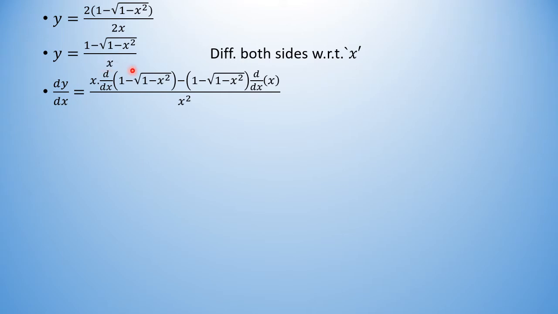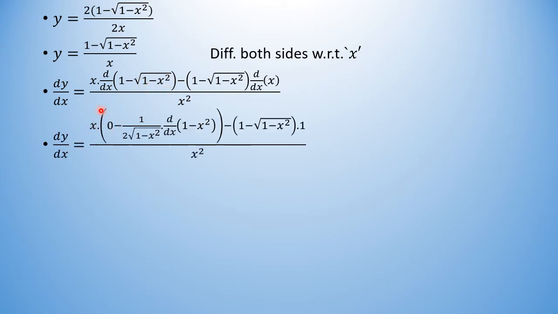This is the denominator, so I see denominator square, denominator constant, derivative of the numerator minus numerator constant, derivative of the denominator. Now the derivative of x will be 1 and the derivative of 1 will be 0 minus derivative of square root, which will be 1 by 2 square root into d by dx of 1 minus x square. So x, derivative of 1 is 0 minus 1 by 2 square root of 1 minus x square into d by dx of 1 minus x square, and then minus 1 minus x square as it is into d by dx of x, which is 1.